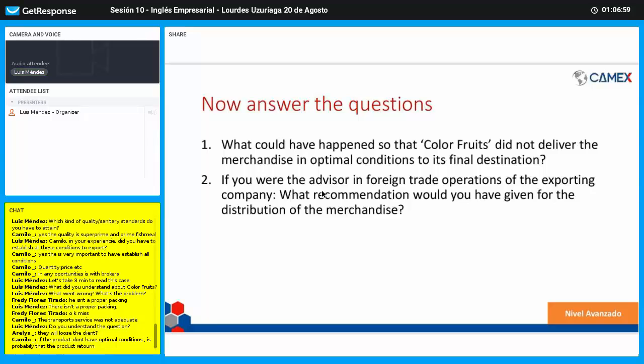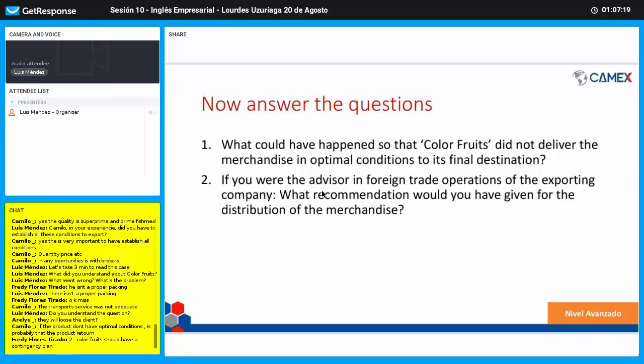They will lose the client if the product doesn't have optimal condition. It's probable that the product returns. Okay, this is asking about the cost. Okay, what cost, that Color Fruits did not deliver the merchandise in optimal conditions? Okay, what would be the cost? I believe Camilo has some kind of answer because he talks about the transport service. Yeah, it was not optimal.